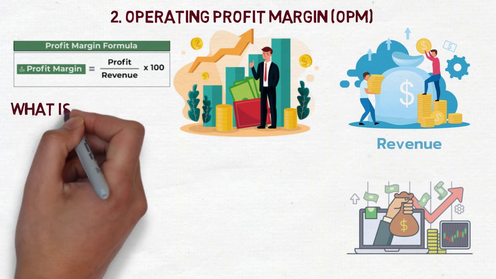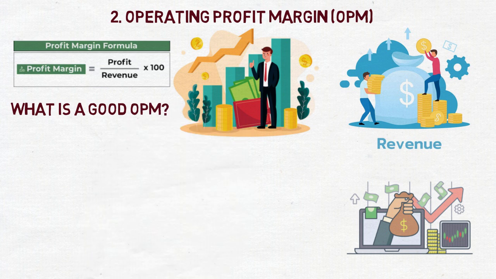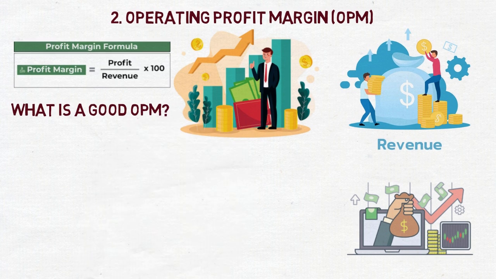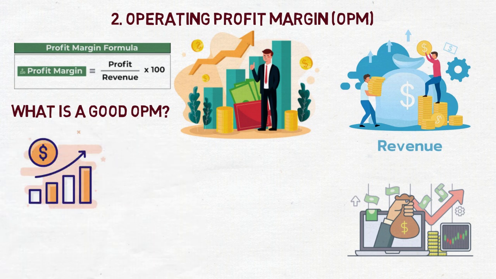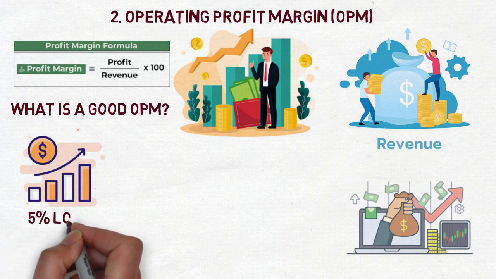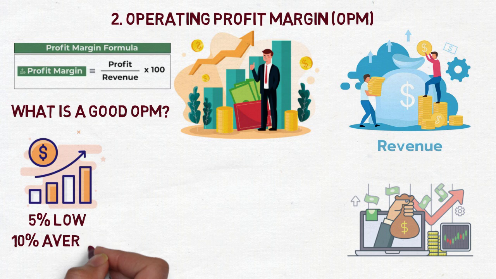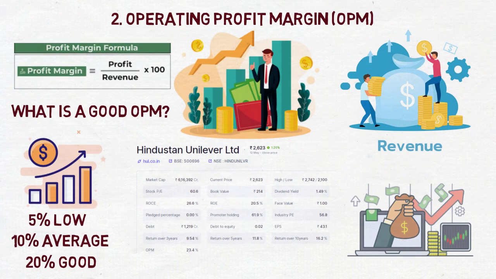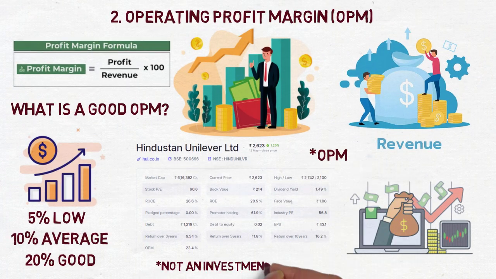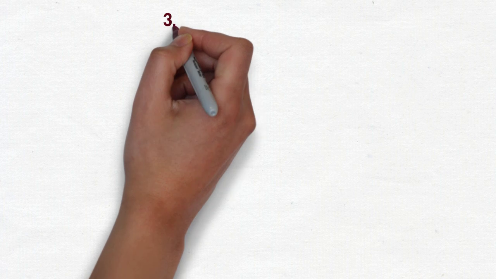So what is a good OPM? For OPM, a higher number is better as it indicates that the company makes more profit on each sale. The averages vary significantly between industries, but generally speaking, a profit margin of 5% is low, 10% is average, and 20% is good. For example, here we can see that the ROE of Hindustan Unilever is 23%, which is again a good number.